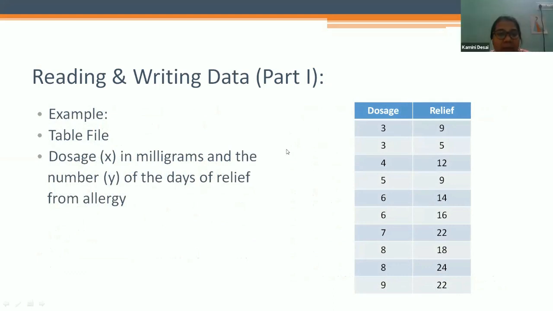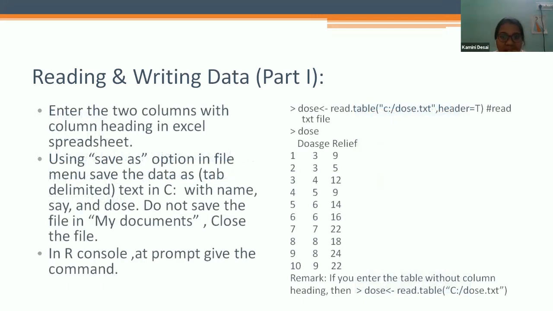You can type this example: doses X in milligrams and the number of days Y of relief from allergy. The first variable is doses and the second is relief, which is also a numeric variable. You can store this data in any format. You can type X is equal to c, 3 3 4 5 6 7 8 9. I have stored this data in dose.txt.